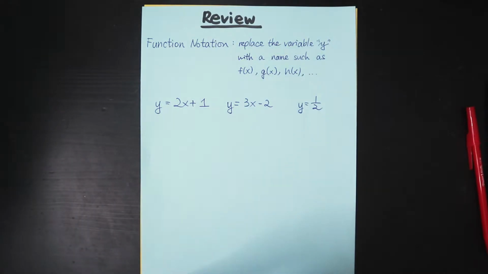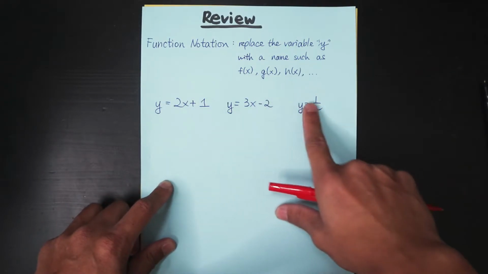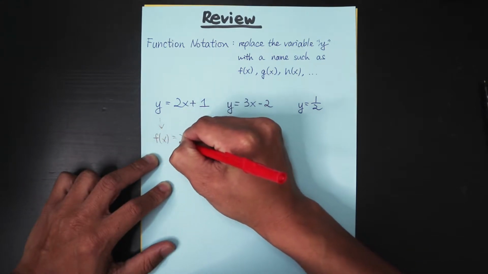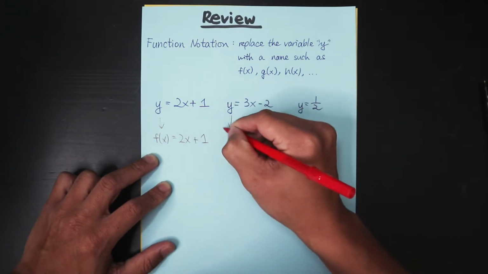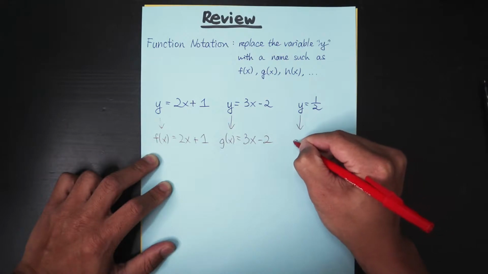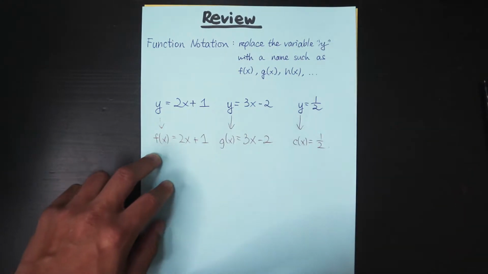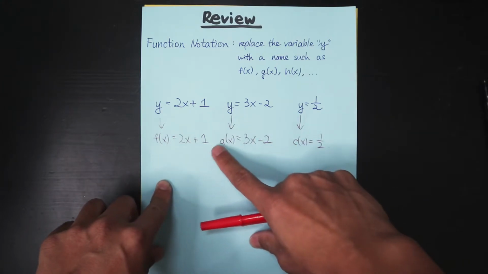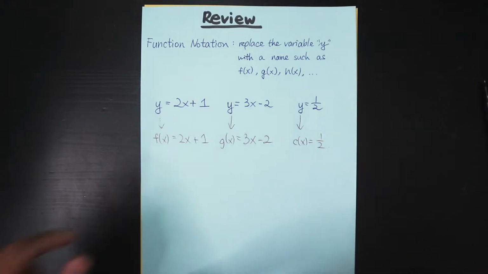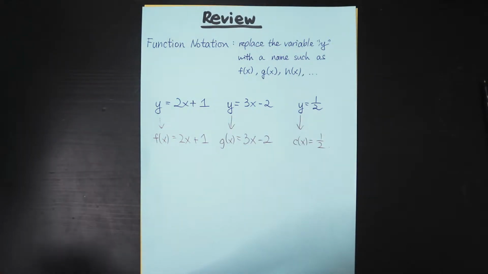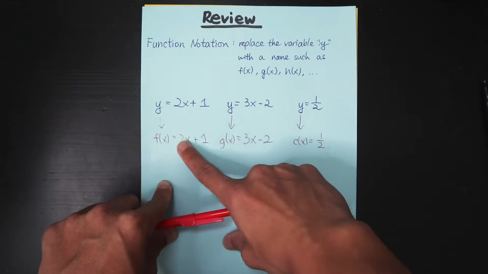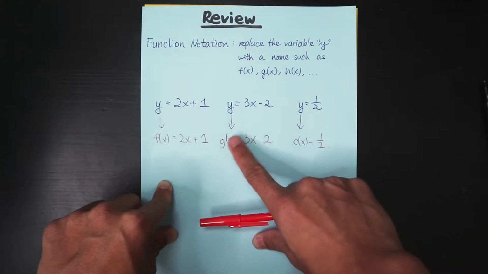So instead of naming every single one of them y, I will name this one f of x is equal to 2x plus 1. And then I'll name this one g of x, which is equal to 3x minus 2. And I'll name this one c of x is equal to 1/2. It does not matter what letter you use in front of the parentheses. I call this one F, this one G, and this one C. Of course there are 26 letters in the alphabet, and you can feel free to use any one of them.